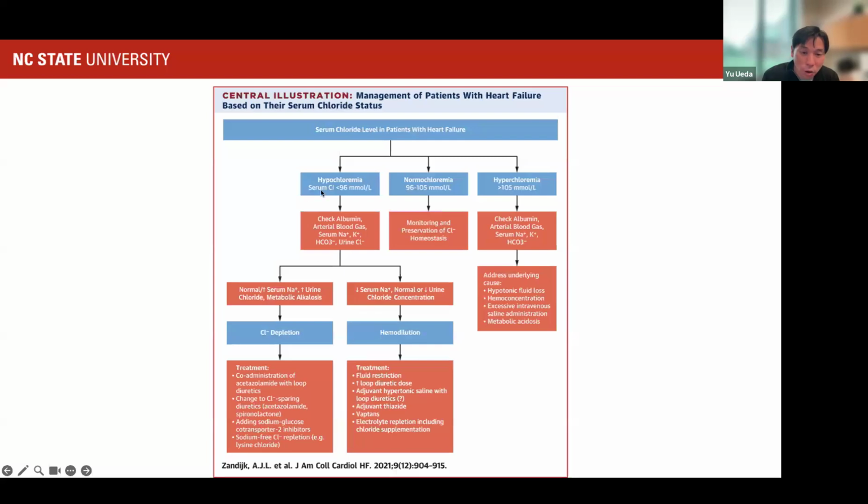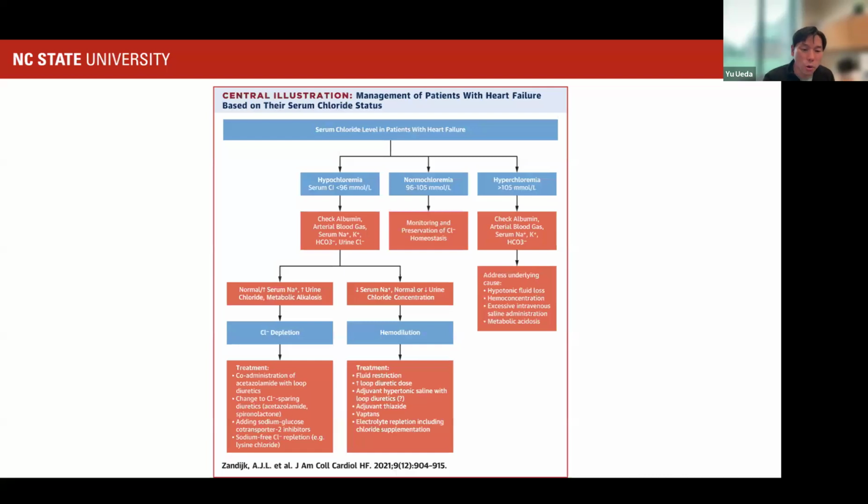If the chloride is low in the serum, they look at the measured or corrected chloride concentration. If only the measured chloride concentration is decreased, that's usually due to water retention with hemodilution. Then maybe you might have to focus more on fluid restriction and increasing the loop diuretic dose, or maybe using tolvaptan as the vasopressin receptor antagonist.